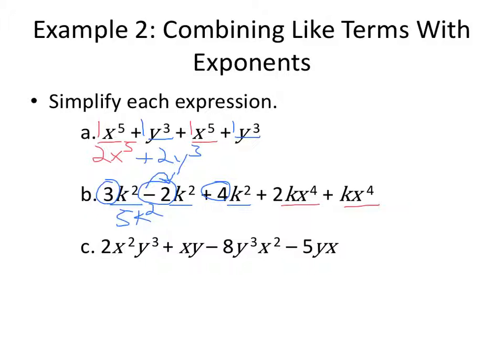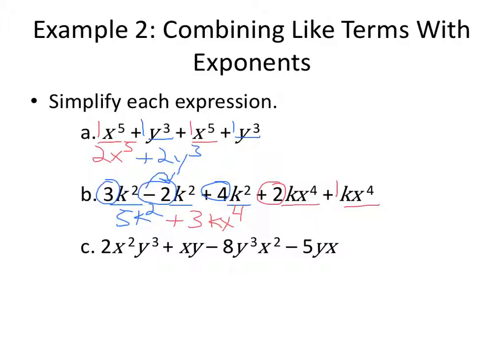And then our other like terms, you have coefficients of positive 2 and positive 1. 2 plus 1 equals 3. So that's going to have a coefficient of 3, kx to the fourth. And that is the simplified expression for letter B.